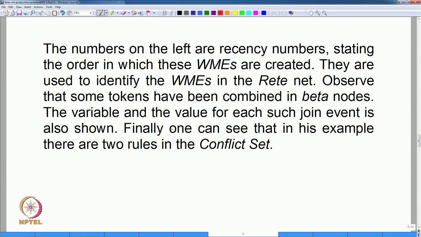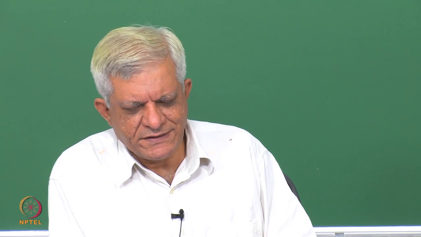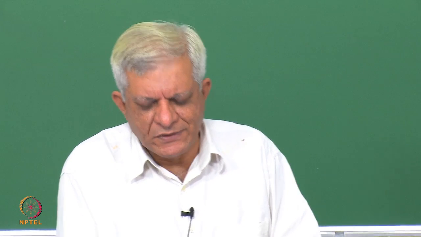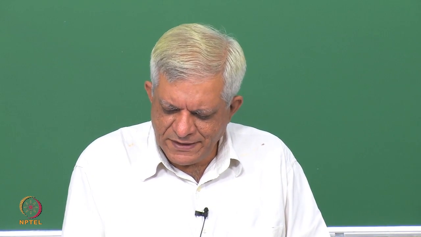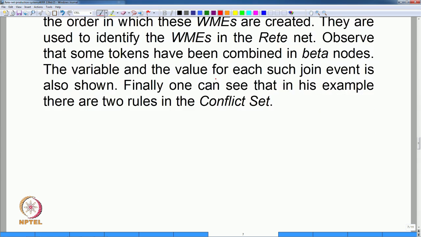So, the numbers on the left are recency numbers, which is what this community calls them, stating the order in which these working memory elements were created. They are used to identify the working memory elements in the Rete net. So, we will identify in the diagram that we will draw each such element by its recency number or timestamp, so that we do not have to write the full thing there, and we will see that some tokens will get combined in beta nodes. And then finally, we will see in the network that there are 2 rules which are matching with this data essentially.